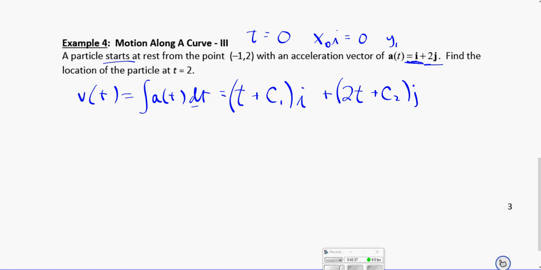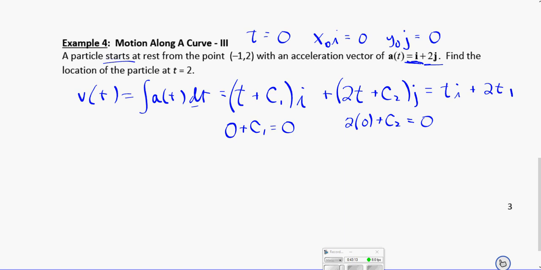I don't know the best notation for that. So in other words, I'm going to set 0 plus c1 equal to 0, and I now know c1 equals 0. 2 times 0 plus c2 equals 0, so I know c2 equals 0. So I now have that my velocity vector is equal to t i plus 2t j.